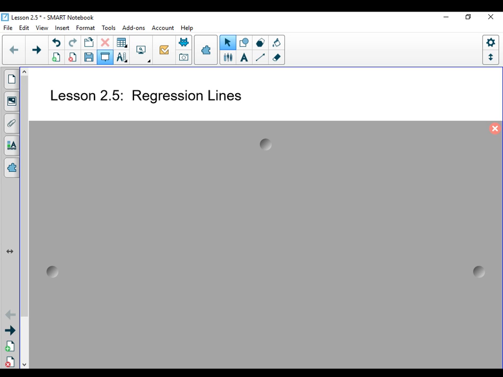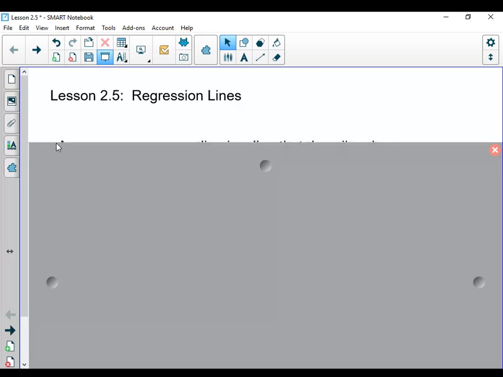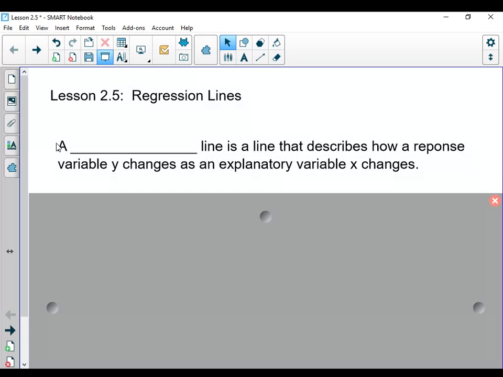So regression lines, section 2.5. Well, when we've been doing this R value, we keep going down to number 4, and it says linear regression. And that's really what they're referring to, regression lines. So what is a regression line?